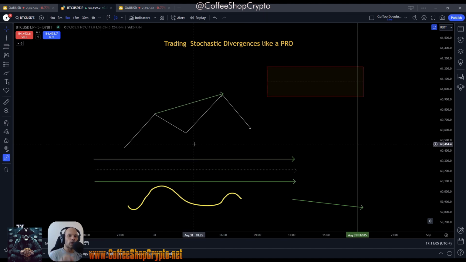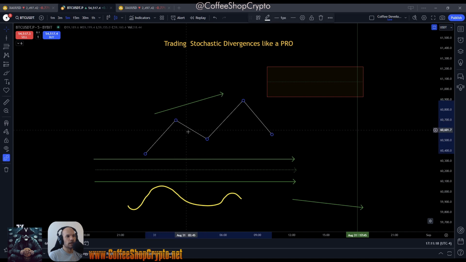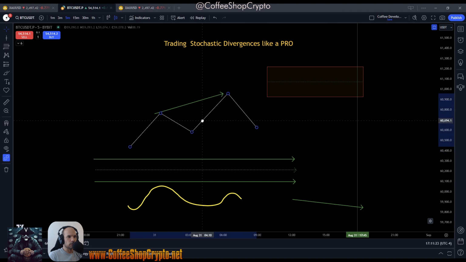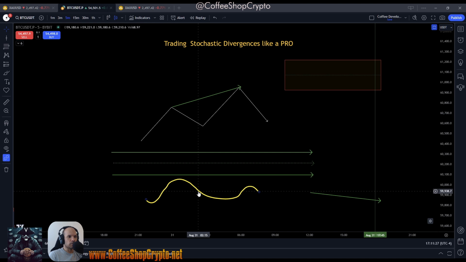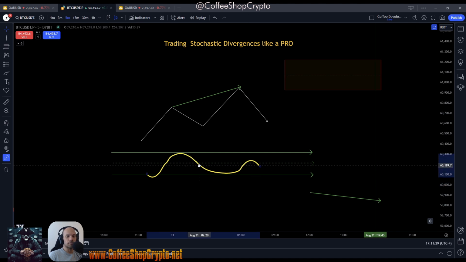Now, when you have an uptrend, you are looking for bearish divergences, okay? You want momentum to be lower, but price to be higher. So in an uptrend, you have higher highs and higher lows, right? And that ends up looking like that. So you get higher highs, but the movement of the stochastic does not match, okay?